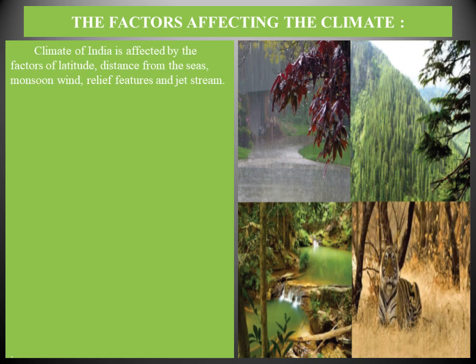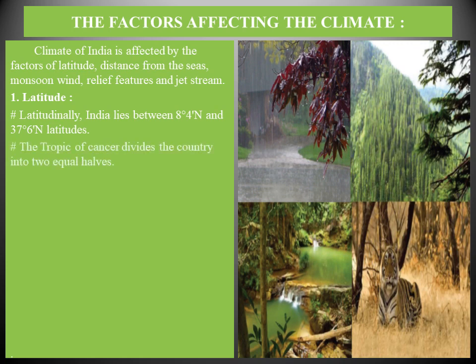The climate of India is affected by the factors of latitude, distance from the sea, monsoon wind, relief features and jet streams. Now the first factor affecting the climate is latitude. Latitudinally, India lies between 8.4 degrees north and 37.6 degrees north. The Tropic of Cancer divides the country into two equal halves.